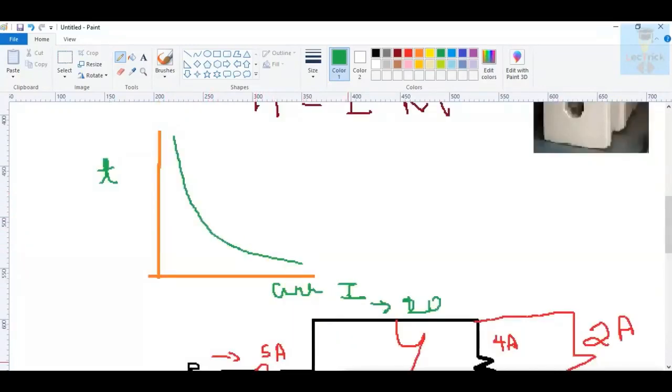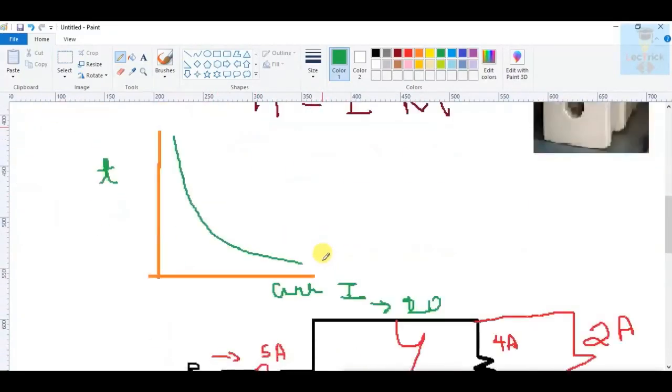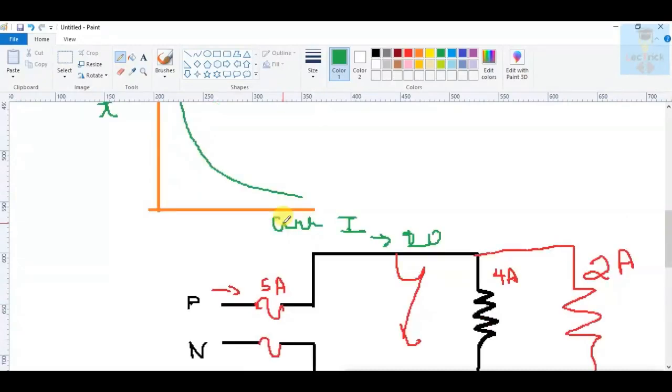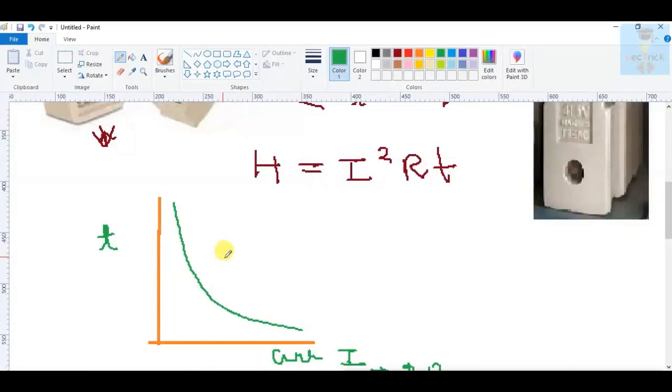So this is all about the fuse, and you got to know the types of fuse, why it is necessary in the circuit, how it operates, how we need to replace it, and its time characteristics. In the next video we will get a detailed explanation of circuit breakers, the types of circuit breakers and all. So stay tuned.